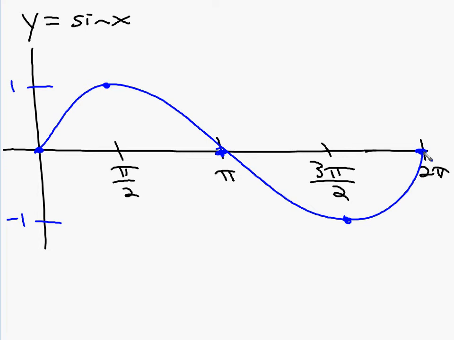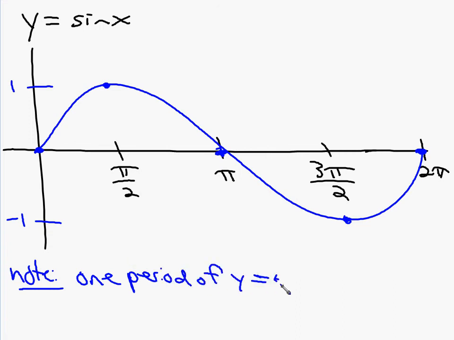Okay? So let's make a note. One period of y equals sine of x is 2 pi. And all those other little values that we used, we don't have to use those all the time, but we do need to know how to find them. All right, that's why we spent all that time doing it. We do need to know how to find them. But when we graph this, we're just going to use the quadrant values.